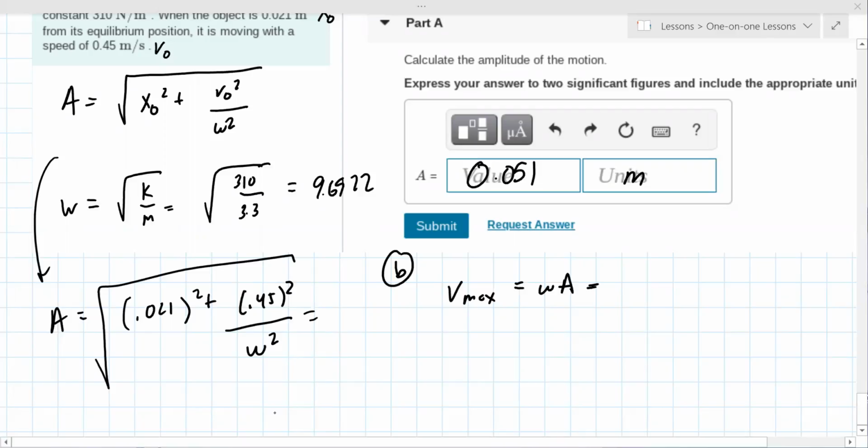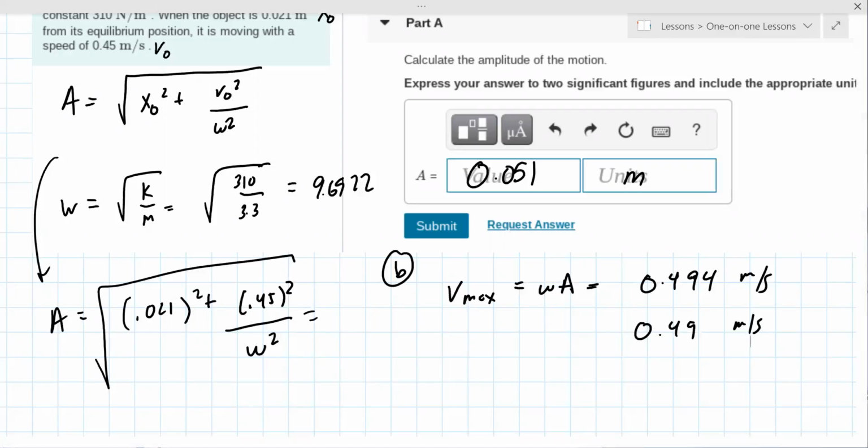So that's 0.494 meters per second. Does it say how many significant figures here? So probably 0.49 meters per second. We'll get it done. That's correct. All right.